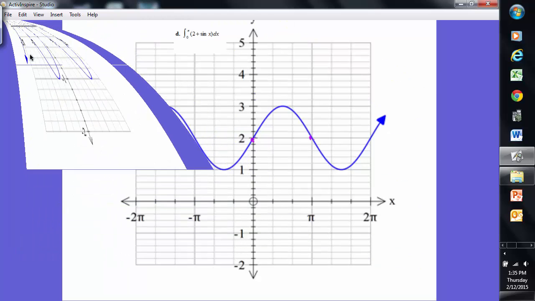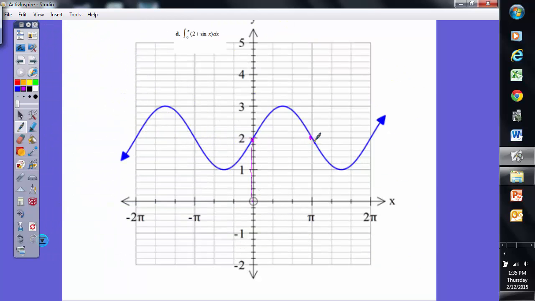So if we're trying to find the area between this curve and the x-axis, well, we already know that the area of this part of it is 2. And how big is this rectangle? Well, it's pi times 2. So your answer for the whole thing would be 2 pi plus 2.